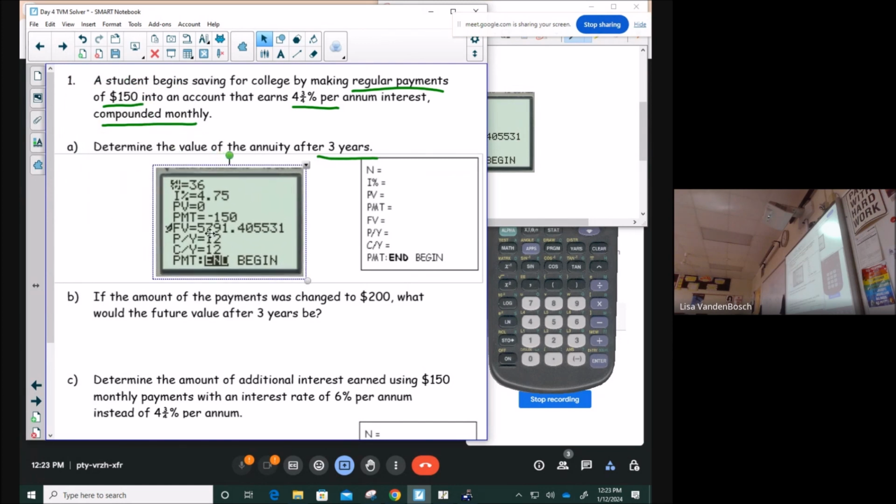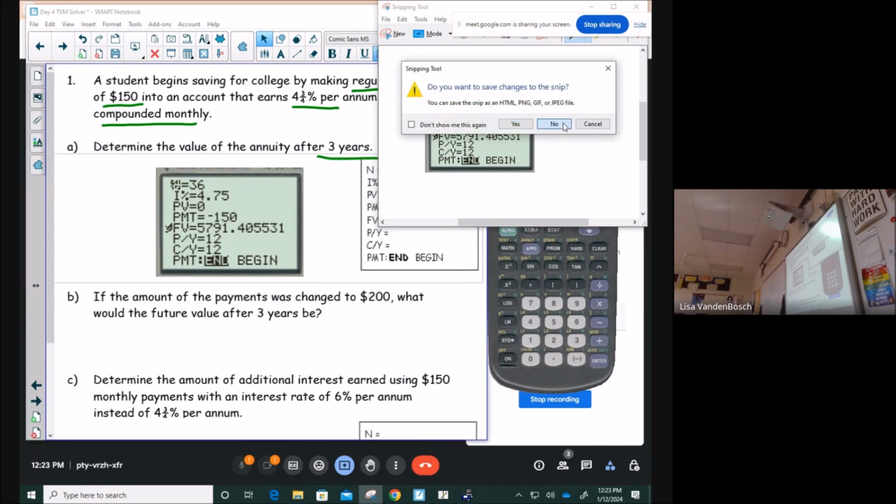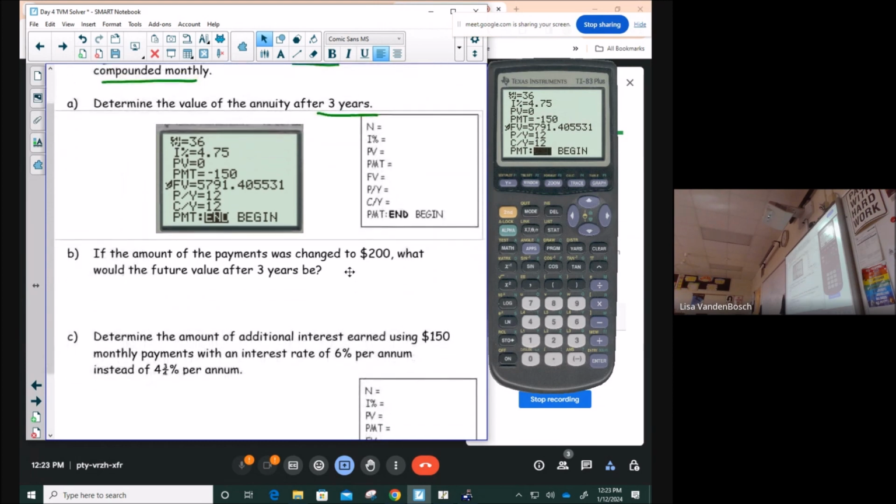No, you can put in your answer for Effie. Yep. Everybody has that written down in your notes? Okay, so let's take a look at B.